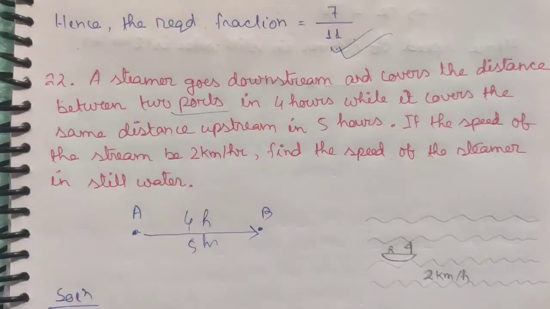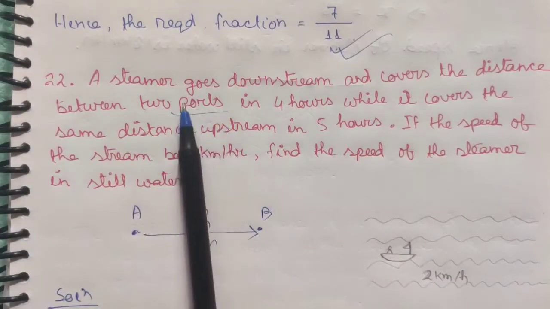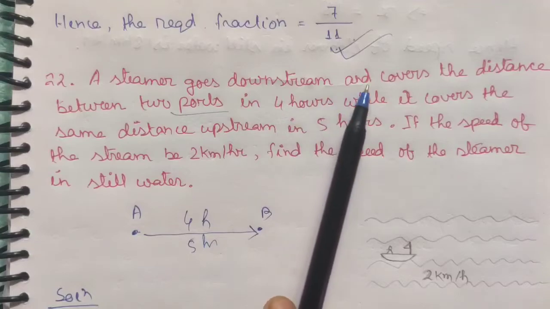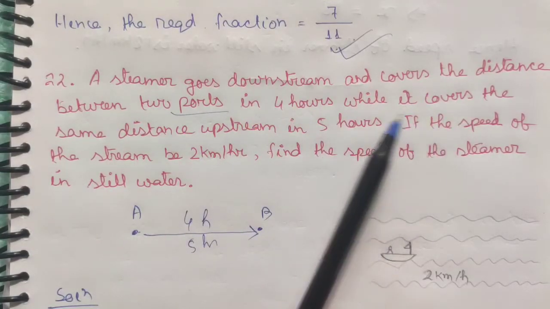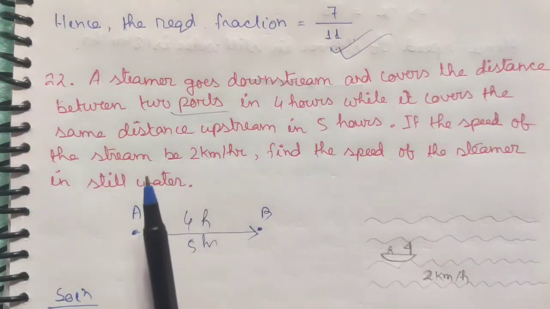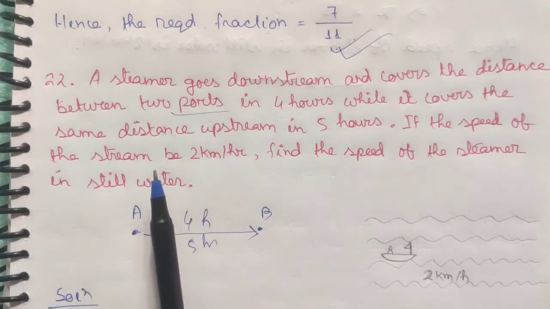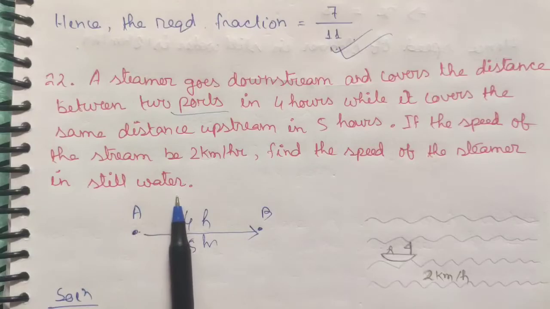So now let's move to our next question, that is question number 22. Here a steamer goes downstream and covers the distance between two ports in 4 hours, while it covers the same distance upstream in 5 hours. If the speed of the stream is 2 km per hour, find the speed of the steamer in still water.